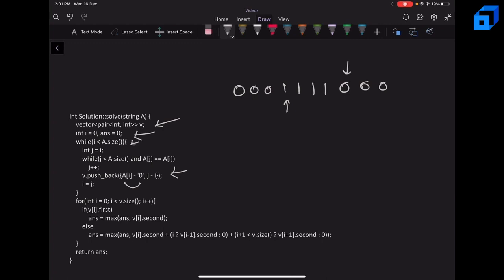And finally, we will add the difference of these 2 pointers, which is 4. So we'll add 4 here. And after doing that, we will assign i as j. So now i will be at this 0. Now we assign j as i.